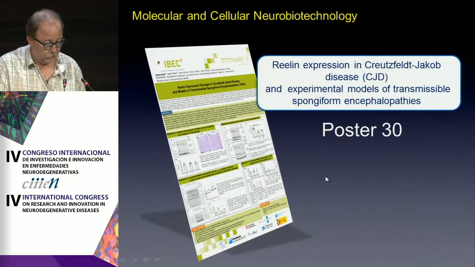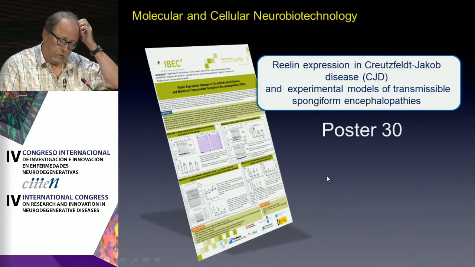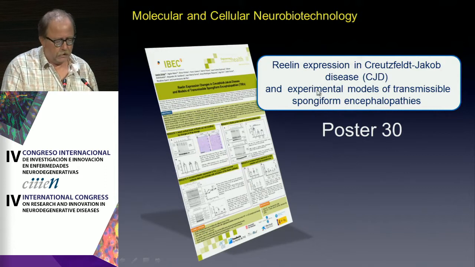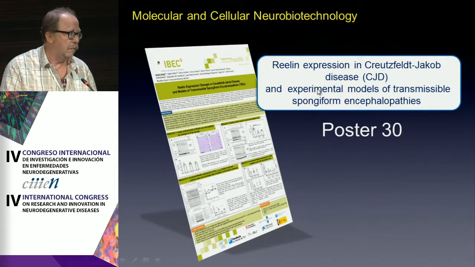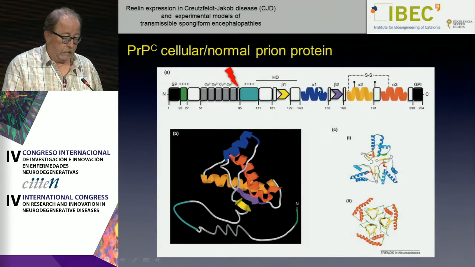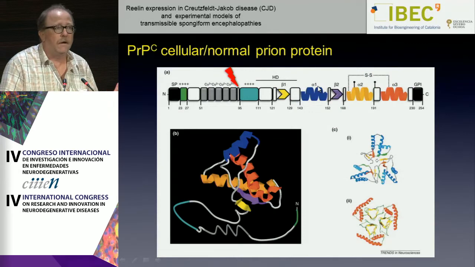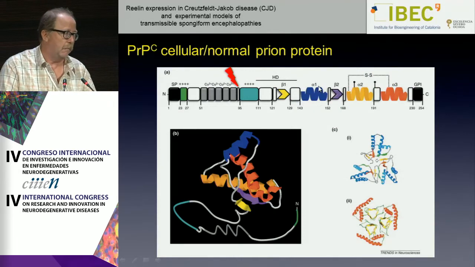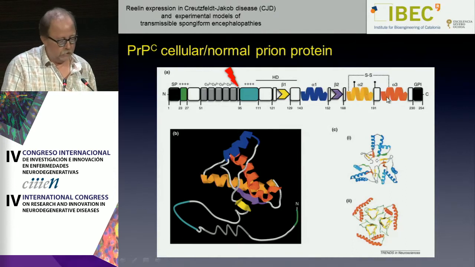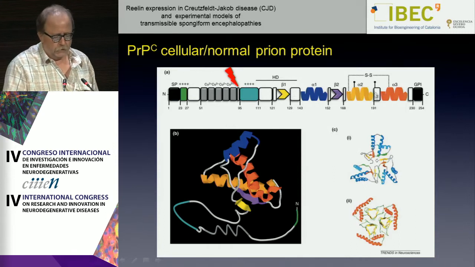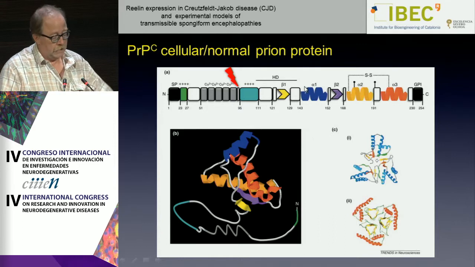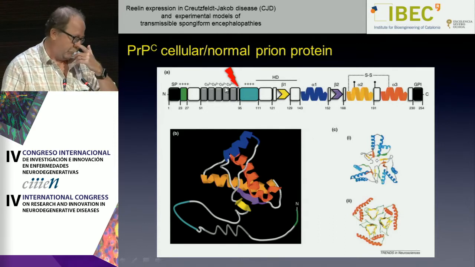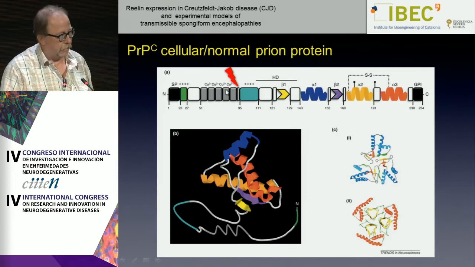But today I would like to mention our poster number 13, which, as you can see here, is related with Reelin expression in Creutzfeldt-Jakob disease and models of encephalopathy. As you can see in the title, there are two main actors. The first one is PrPC. PrPC is the normal prion protein or the cellular prion protein, which is a 254 amino acid long protein. It's a GPI anchor protein. It contains three domains: the C terminal domain, which is a globular domain; the middle domain, which is a flexible one; and the N terminal, which is a domain that has the capability to bind copper.